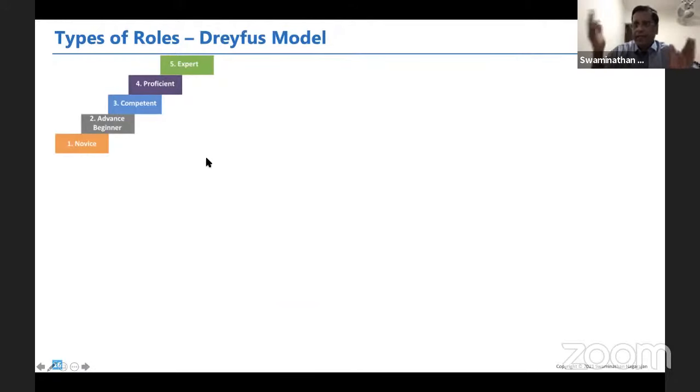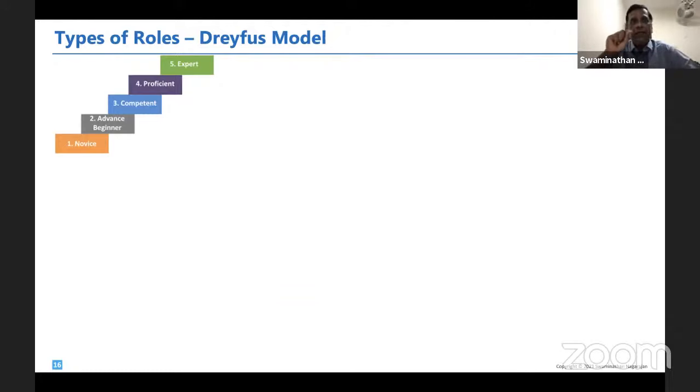There are various rating systems. I'm just taking one example. You can Google it actually. This is called the Dreyfus model. That means everybody in the organization will be classified into these skills. But remember, for example, the same person may be classified as competent as a Java programmer.